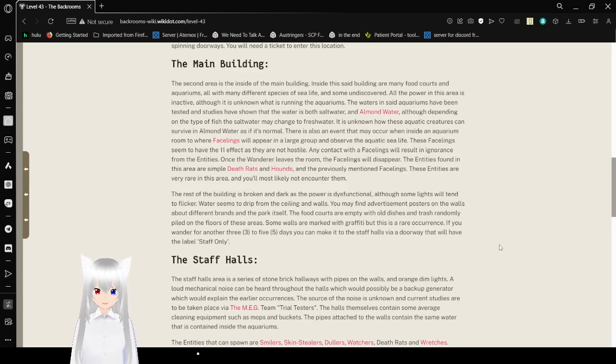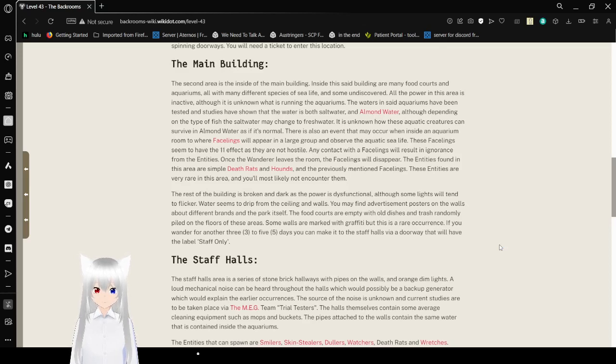The waters in said aquariums have been tested, and studies have shown that the water is both safe water, I mean salt water, and almond water. Depending on the type of fish, the salt water may change to fresh water. It is unknown how these aquatic creatures can survive in almond water as if it's normal.